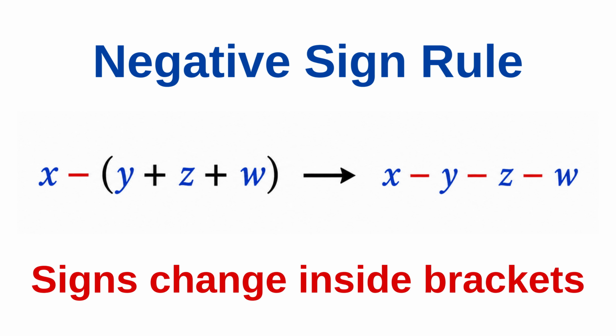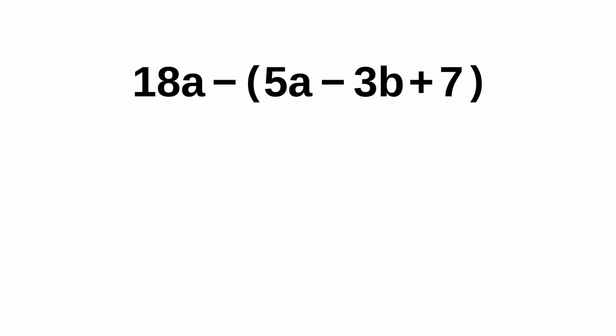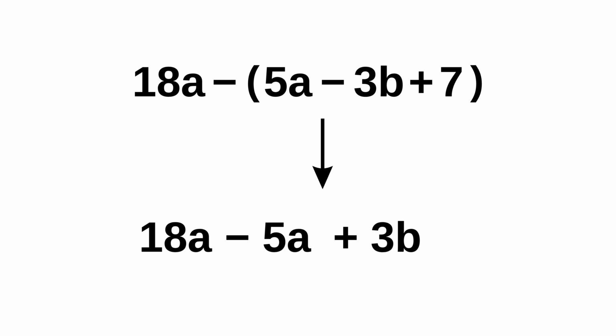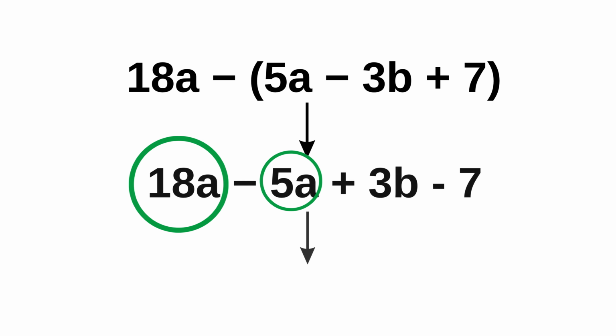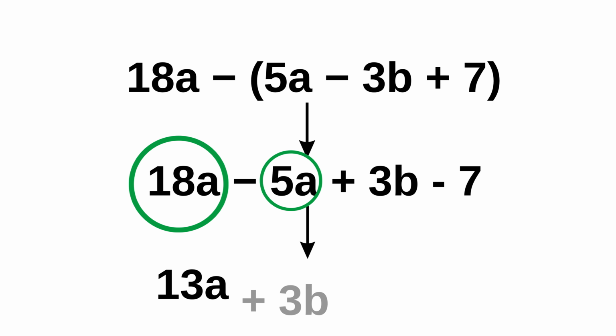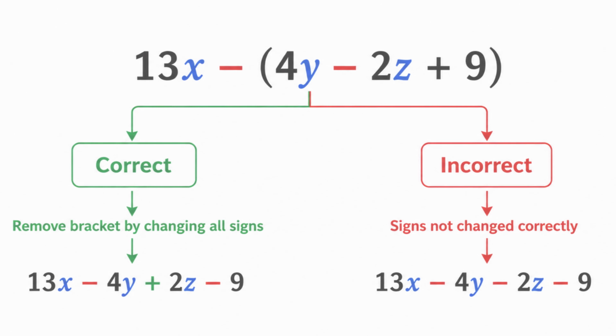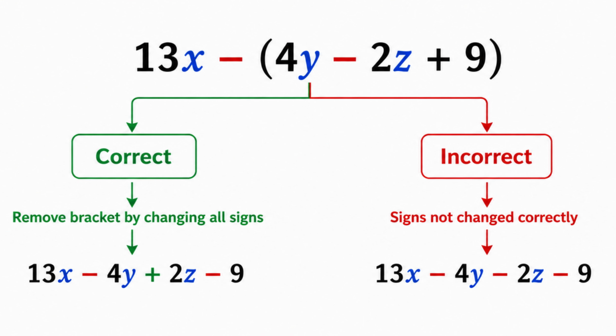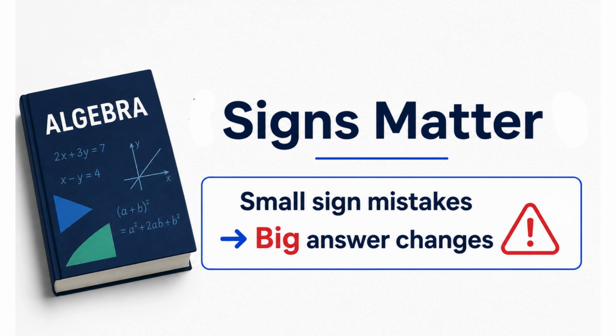Negative signs outside brackets require special attention. Observe this: 18a minus the group 5a minus 3b plus 7. The negative sign distributes throughout the bracket, changing every sign inside. So it becomes 18a minus 5a plus 3b minus 7. Now combine the like terms to get 13a plus 3b minus 7. One incorrect sign can completely change the final answer. In algebra, accuracy with signs is just as important as calculation itself.